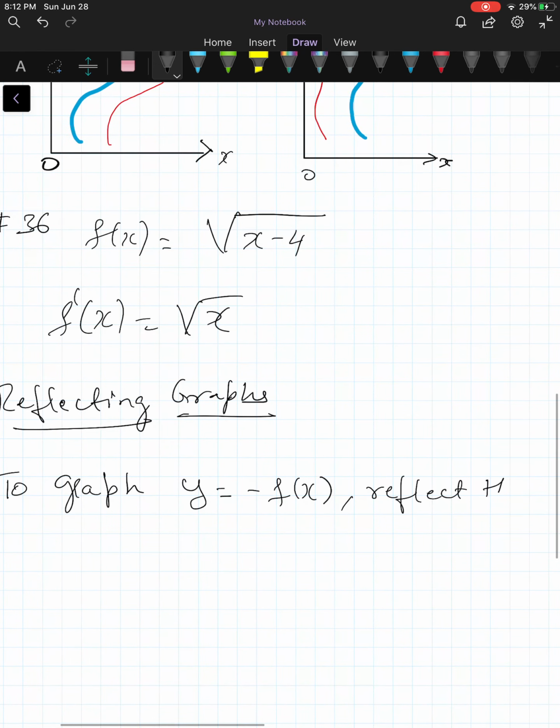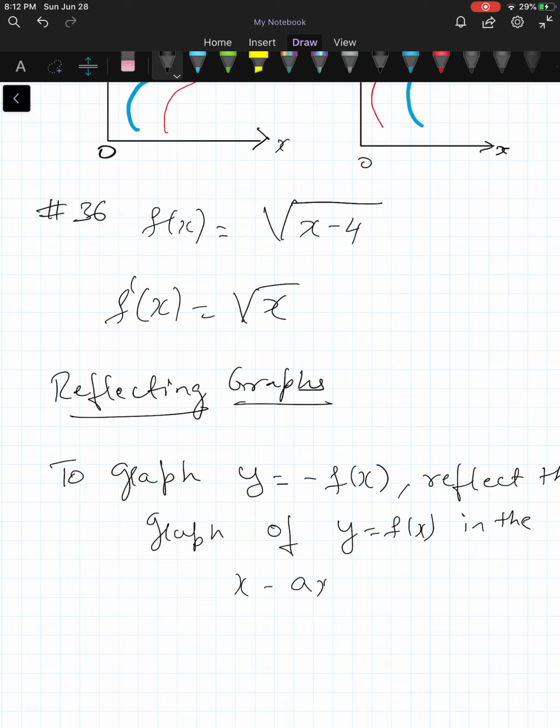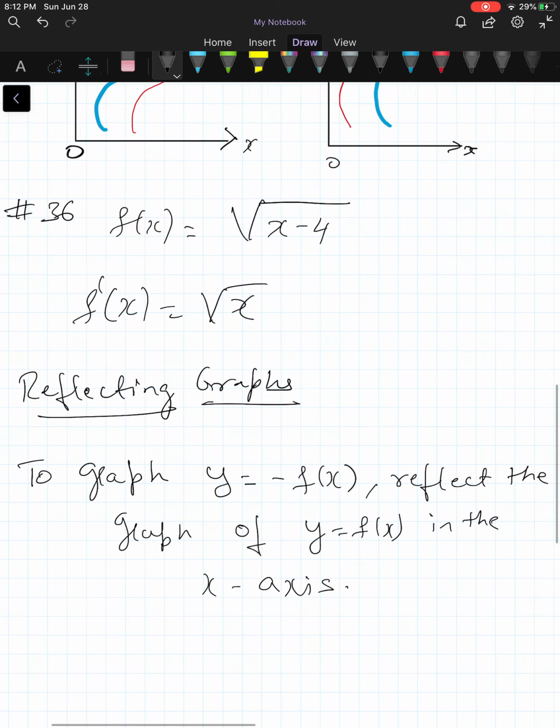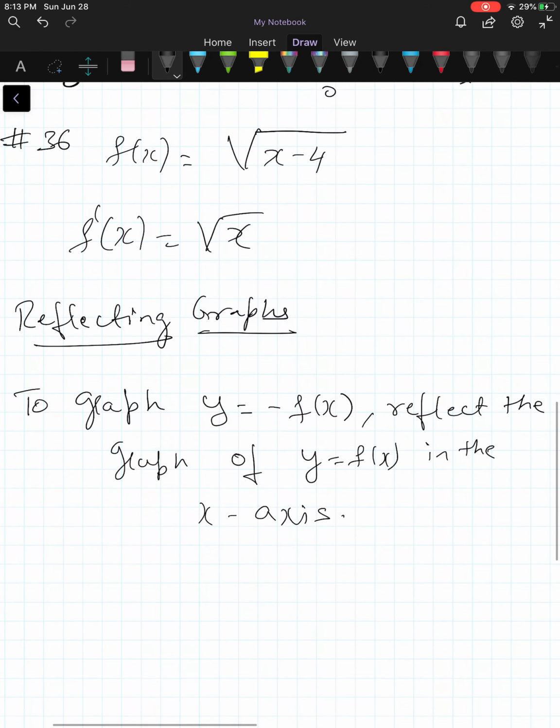reflect the graph of y is equal to f of x in the x-axis. So the reflection, what is the thing that is between this process? That would be the x-axis. So it would be above or below the x-axis. Therefore the reflection is happening over the x-axis.